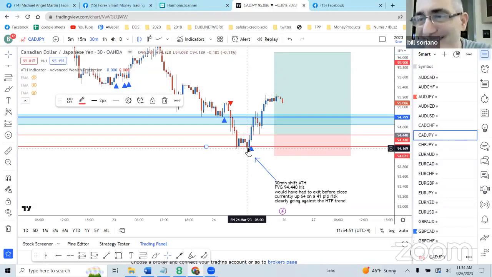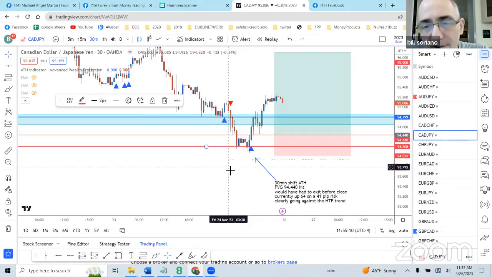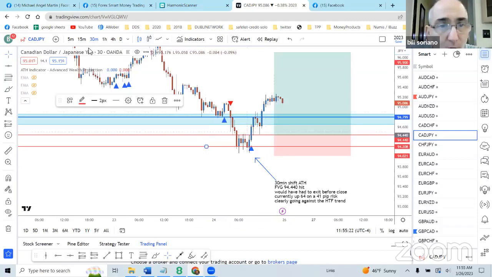But it's not that bad. Okay, we need it to clearly break structure. So we would need it to move down a little bit further. Also, you see that it leaves a big wick behind, showing that it reacted off of this area. Okay, so this trade, technically, if you're going exactly by the book, you would just invalidate this trade. Okay, now I marked it up, and right here on the 30-minute chart, we get a shift ATH candle.